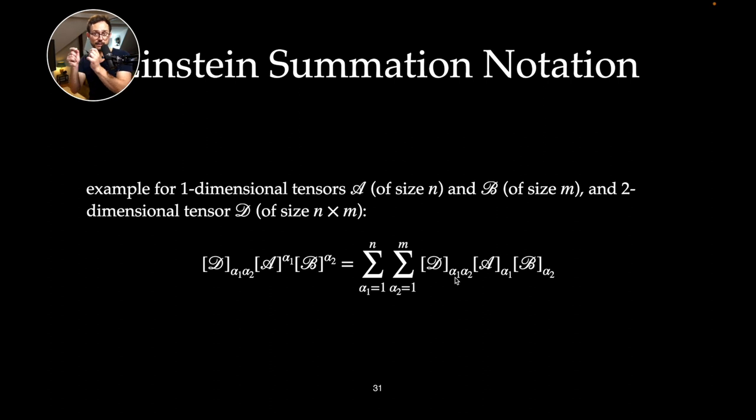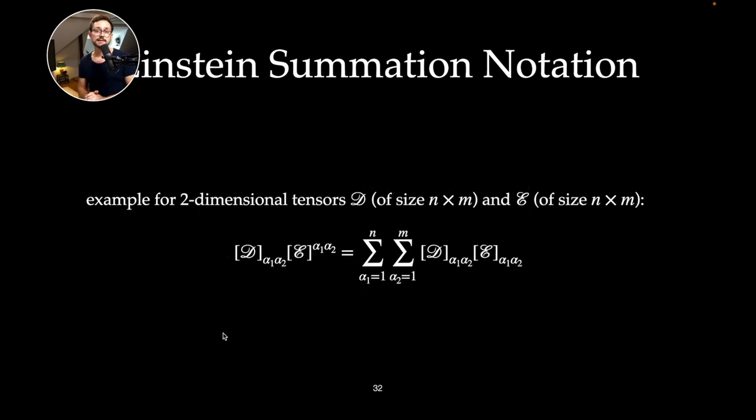And then I'm accessing the alpha 1, alpha 2 element, multiplying with the alpha 1 element of A and alpha 2 element of B. And the same applies to the two-dimensional tensor D, again a matrix, size n by m, and another matrix, E, of size n by m. So whenever I'm using alpha 1 and alpha 2 first as a subscript, then as a superscript, I'm actually computing sums. Two indices here, so I'm computing a double sum. And the index of the first sum is alpha 1, the index of the second sum is alpha 2. The limits correspond to the first dimension of D and the second dimension of D. For the E matrix, where I'm using it as a superscript, this is accessing the individual elements at this index.